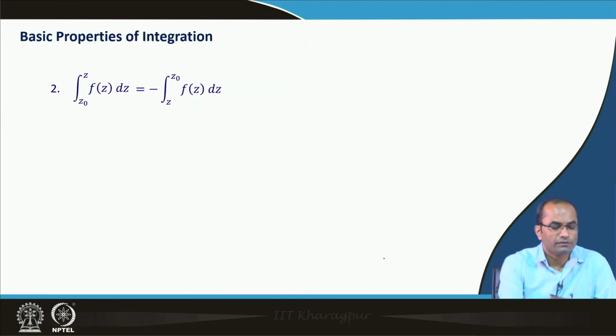Another property is the direction change. If we are going from z0 to z of f(z) dz, and now on the right hand side we are moving from z to z0.